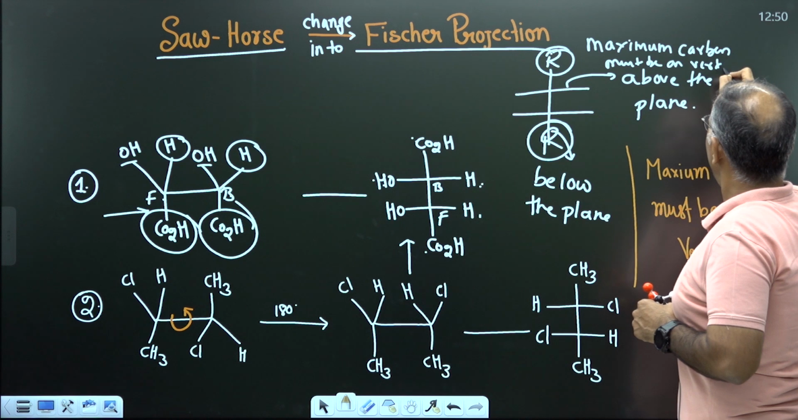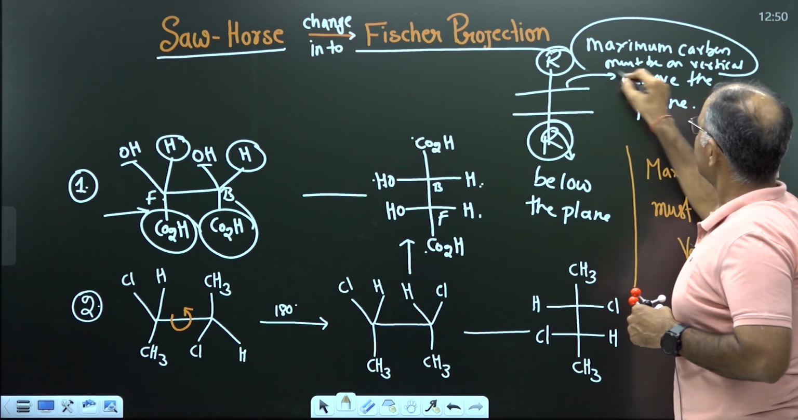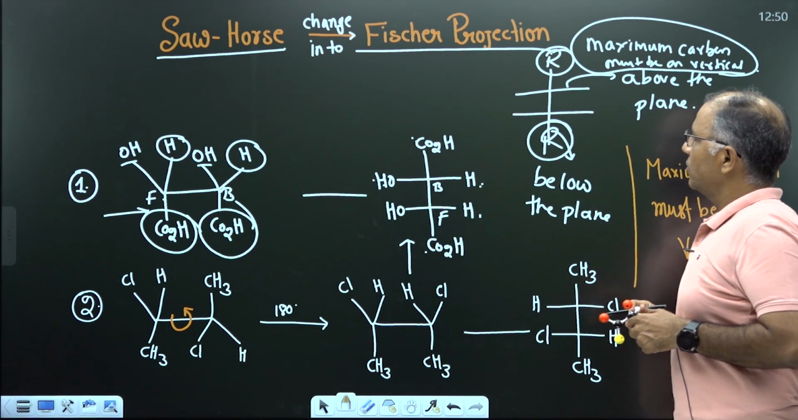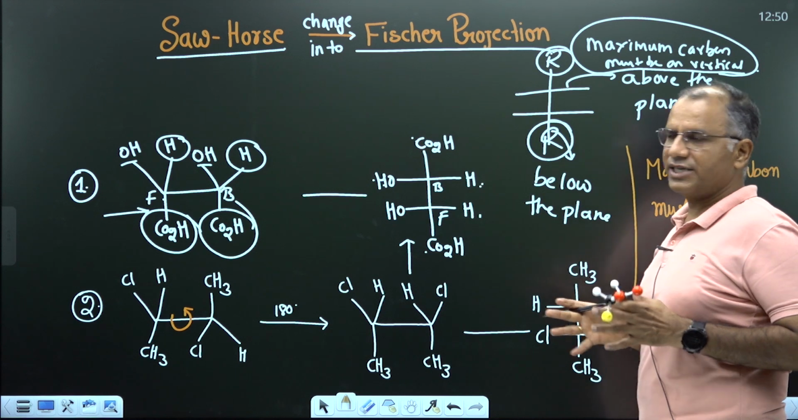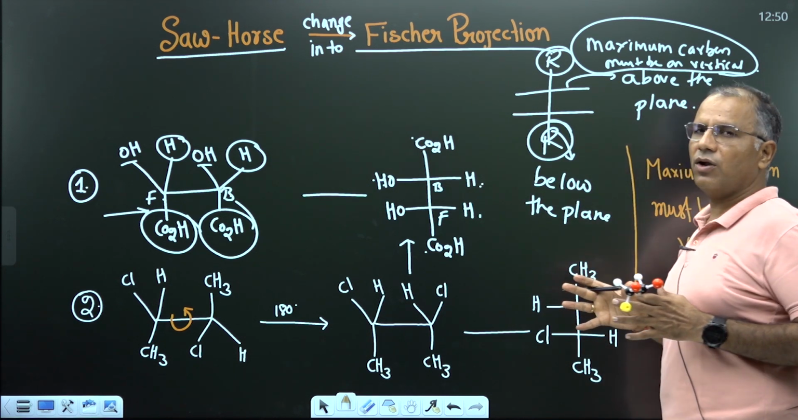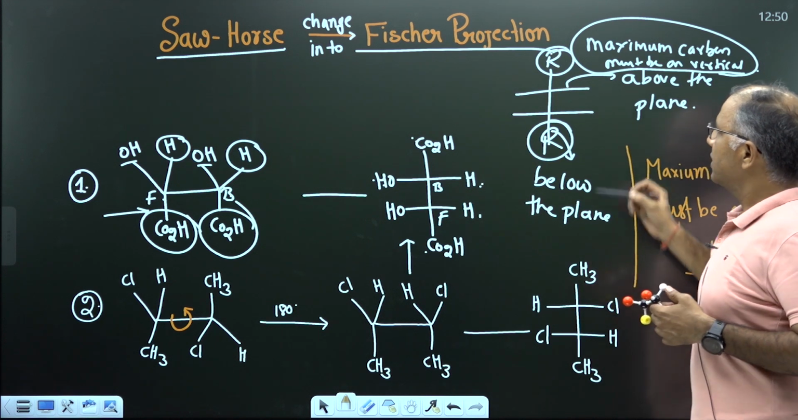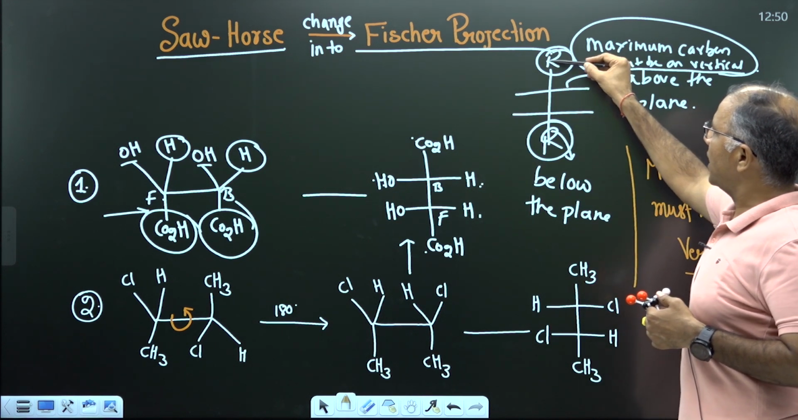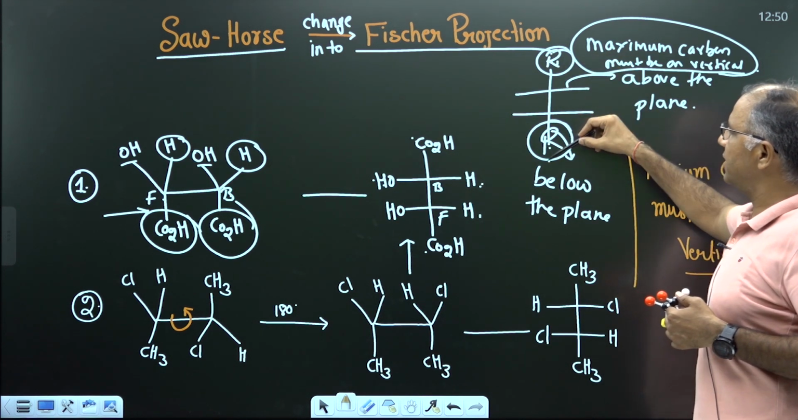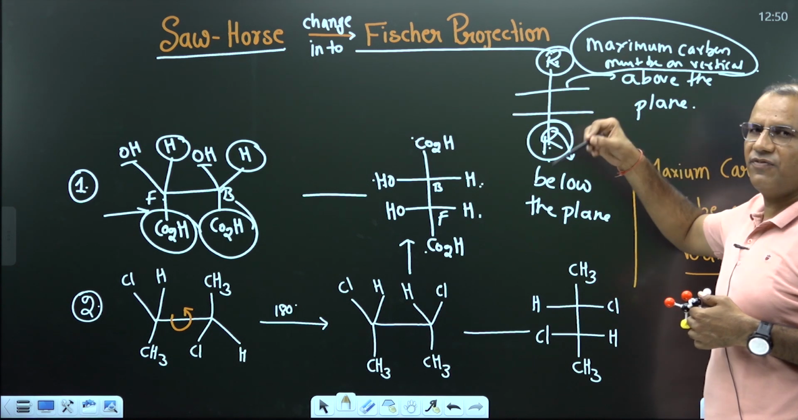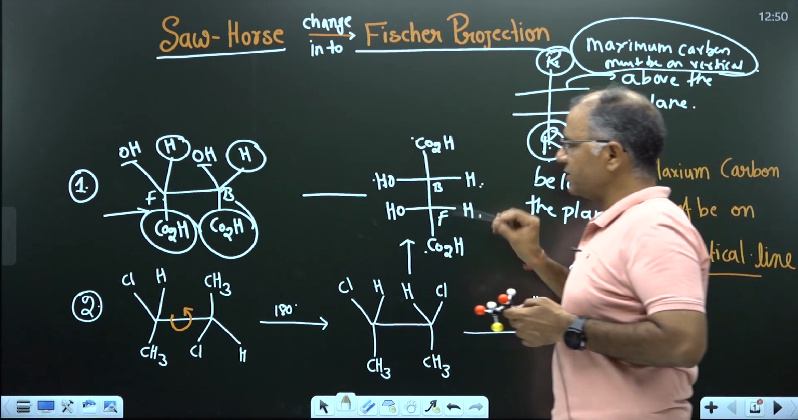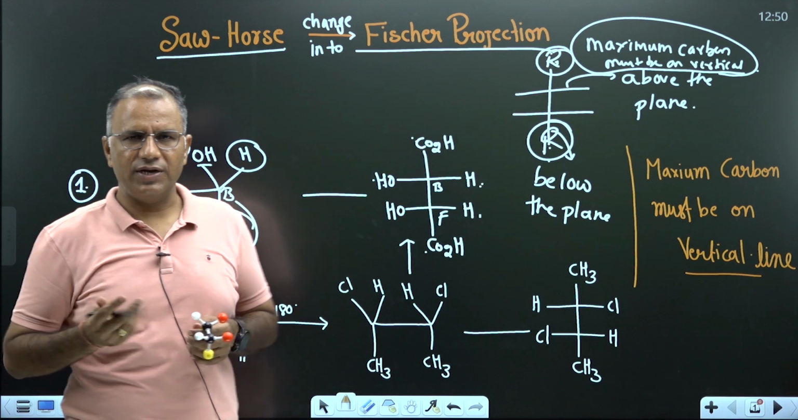Maximum carbon must be on vertical line. So whenever you have to draw Fischer, maximum carbon should be on vertical line, so that all people will draw one Fischer. Otherwise, what happens? Some student may put hydrogen here, some put acid here, some put OH here. There are multiple Fischers possible. The best way is maximum carbon must be on vertical line.